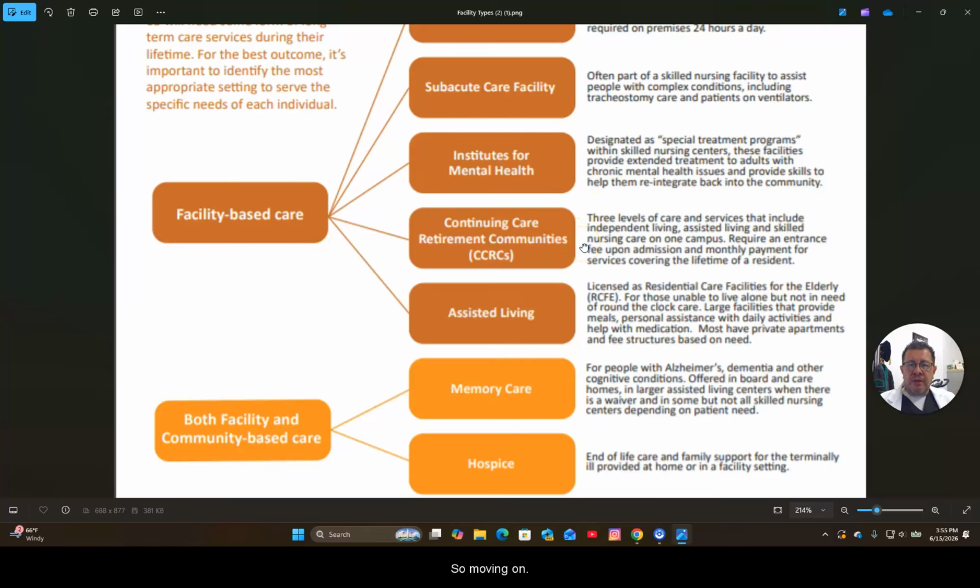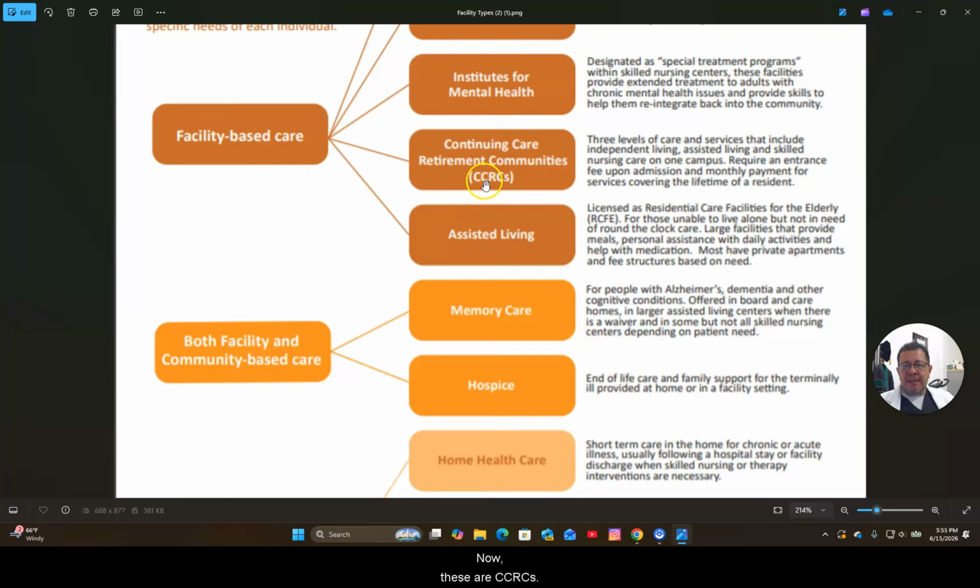So moving on. Now, these are CCRCs. They call them continuing care retirement communities. And so retirement communities, we usually think of as homes that you could buy, I don't know, in Simi Valley and Valencia, Santa Clarita, and you have to be like 55 or over, and the houses are cheaper, right? I don't even know if they allow kids anymore, but I'm not talking about those retirement communities. This is a facility-based care retirement community.